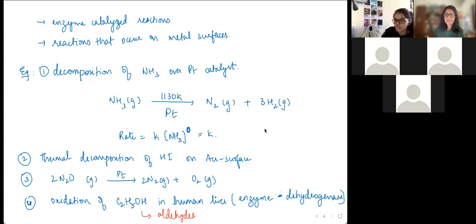Like activation energy decreases by a huge amount. So that's more theoretical, if I can call it that. Zeroth order, first order, these are the meatier parts. If you get questions, numericals, things like that, this is what is based on.